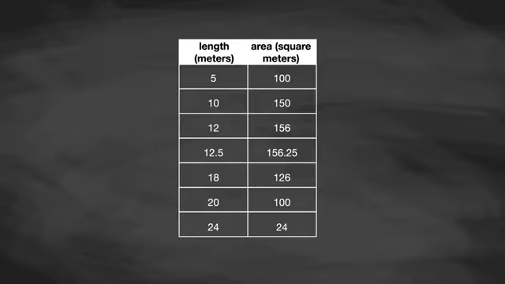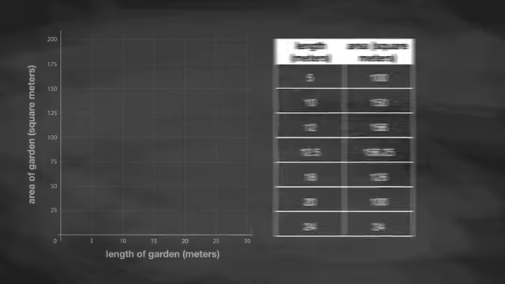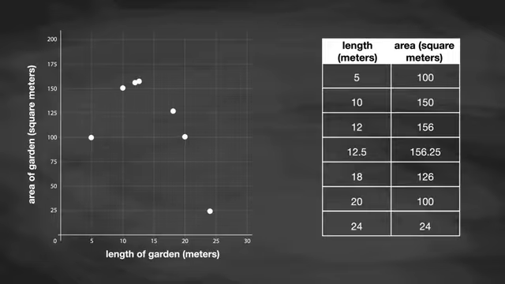This table has some possible values for the length and area of a garden with perimeter 50 meters. Plot the values on the coordinate plane. The graph should look like this.